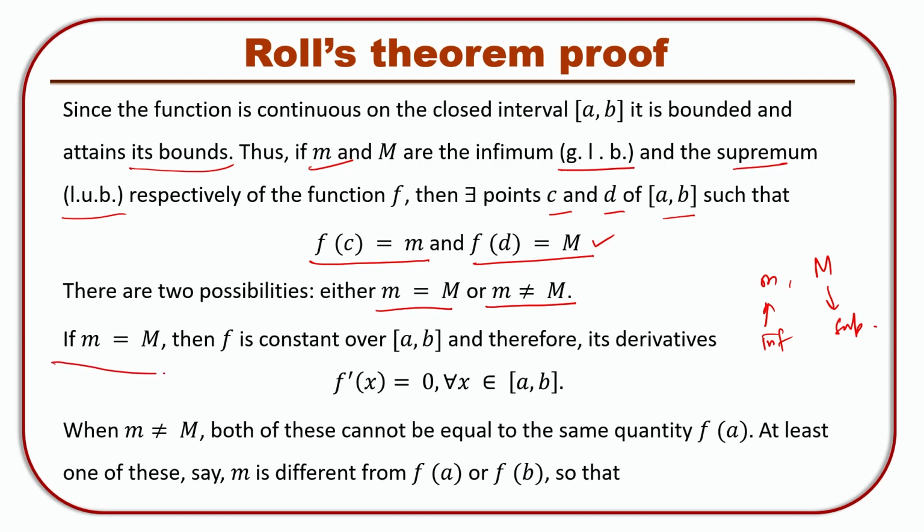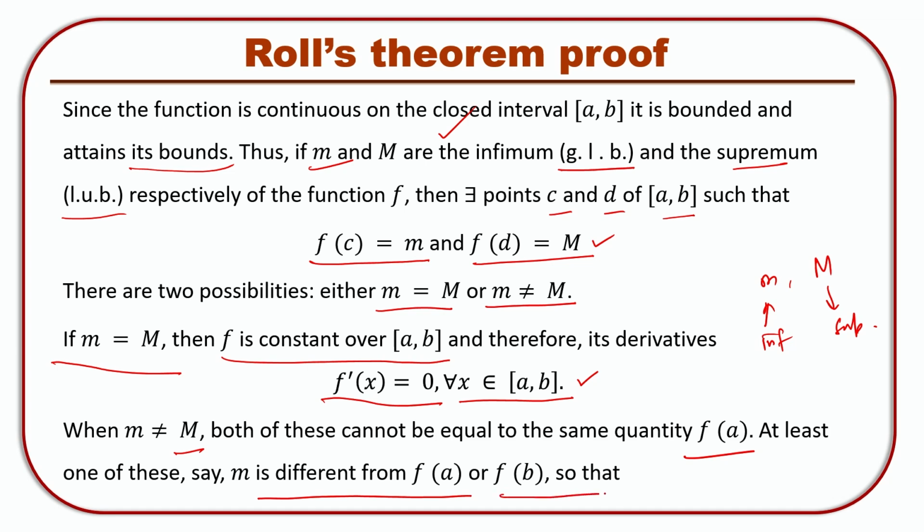In the first case we consider m equal to capital M. Then f is a constant over [a, b], as given here. Therefore its derivative is going to be 0. We had already done that, right? Any constant function has derivative equal to 0 for every x belonging to [a, b]. And when m is not equal to M, both of these cannot be equal to the same quantity f(a). At least one of these, say m, is different from f(a) and f(b).